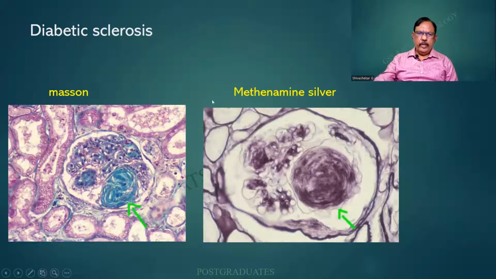Also, I would like you people to always remember the special stains. Methenamine silver shows the sclerosis that is found in the glomeruli, which is also depicted by means of the Masson's trichrome.